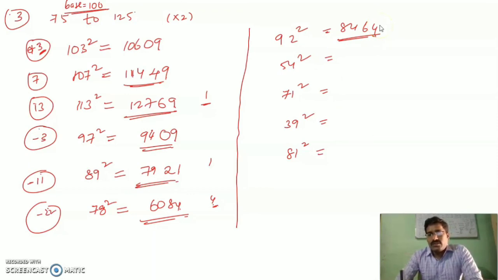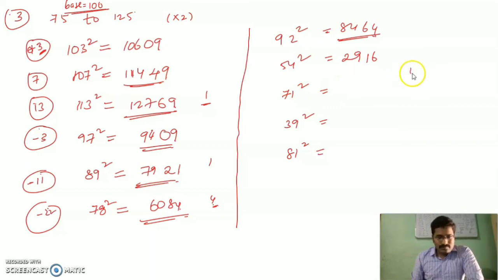54 square. 54 is how much more than 50? 4. So 4 square, 16. So 25 plus 4, 29. 2916. 71. 71 is how much more than 50? 21. 21 square how much? 441. So 25 plus 21, 46. Plus 4, 50. 5041.